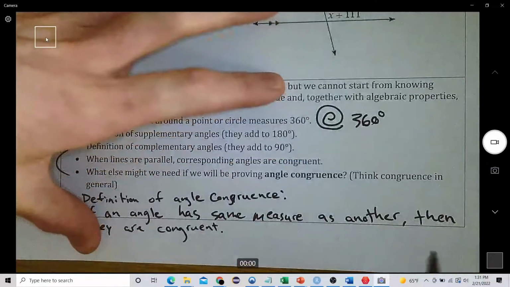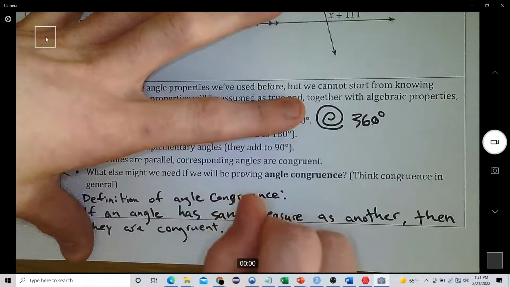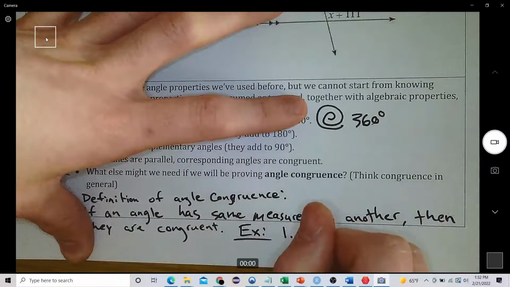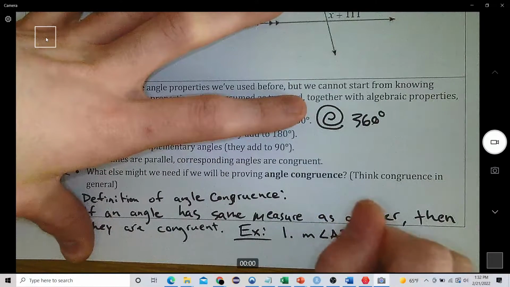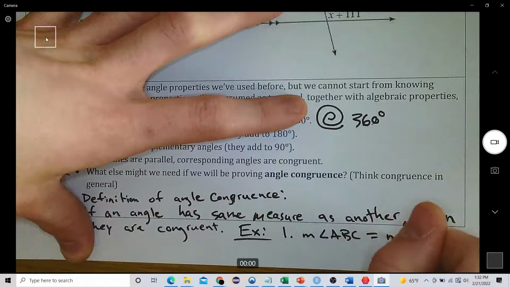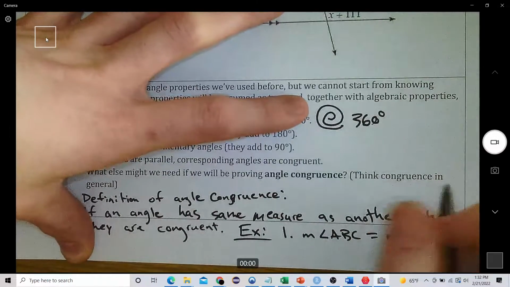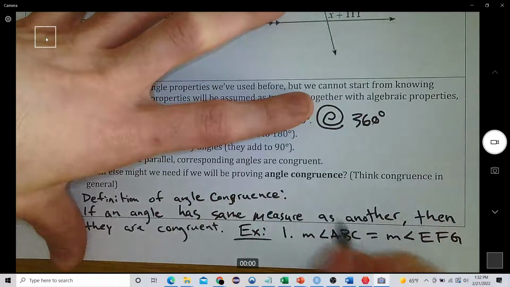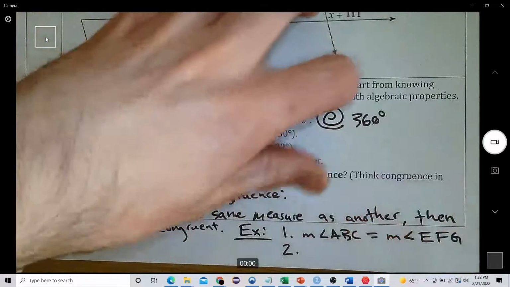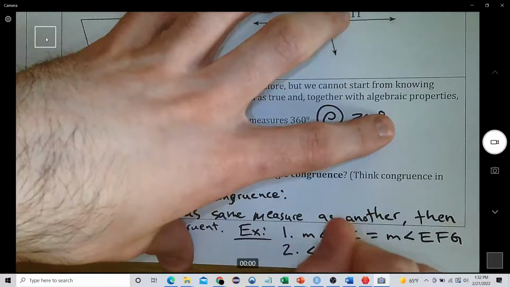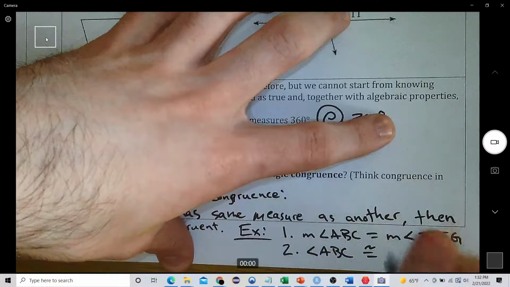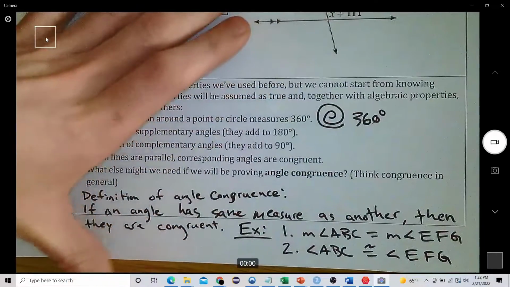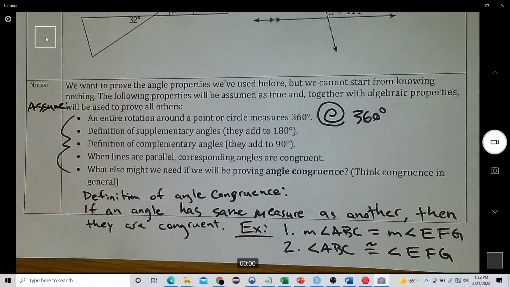How might you see this appear? Well, you might see this. The measure of angle ABC is equal to the measure of angle EFG. And then angle ABC is congruent to angle EFG. That's how you'll see this property used in a proof.